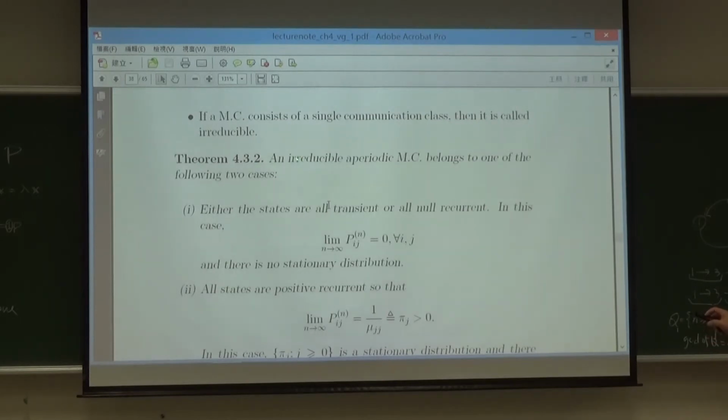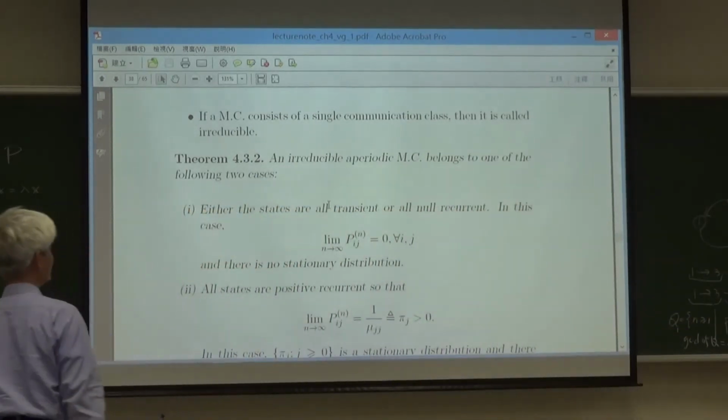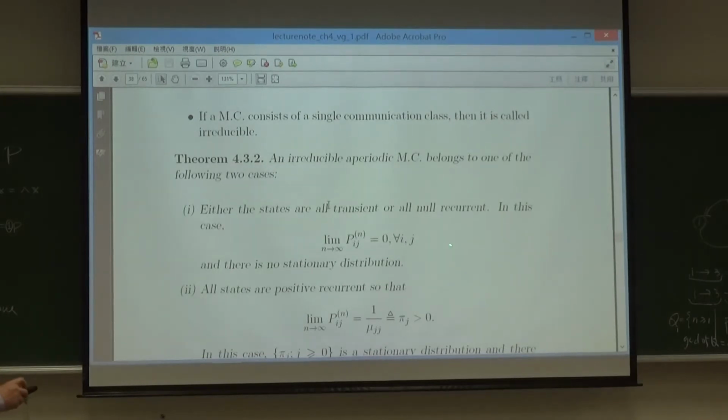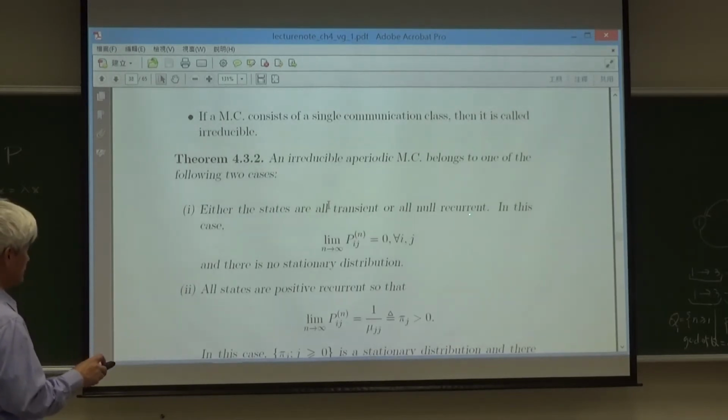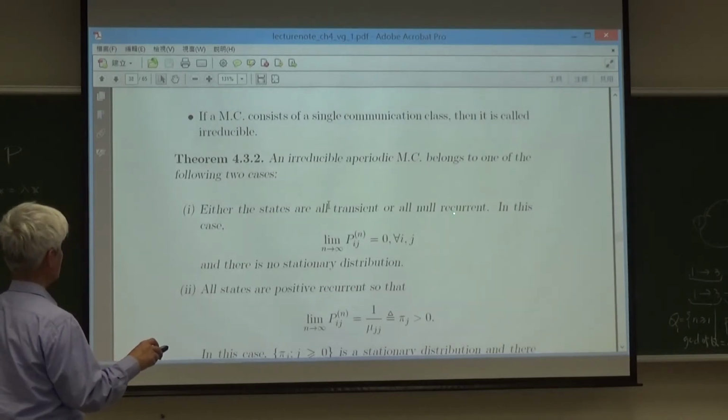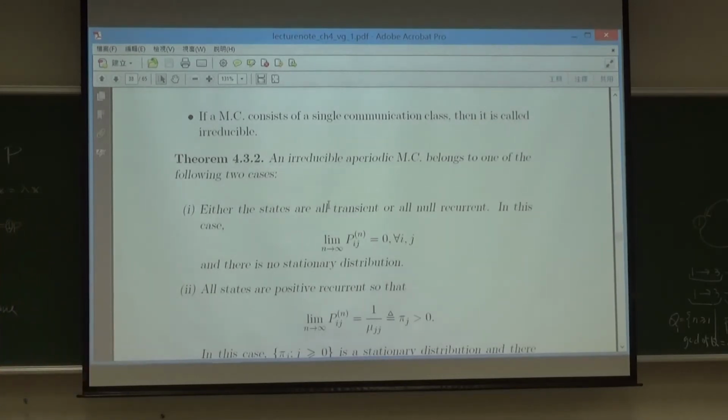So now the theorem. An irreducible and aperiodic Markov chain belongs to one of the following 2 cases. Either the states are all transient or all recurrent, because transience and recurrence are class properties. In this case, the limiting behavior of the n-step transition probability from i to j goes to 0, because i and j are in the same communicating class, and there is no stationary distribution.